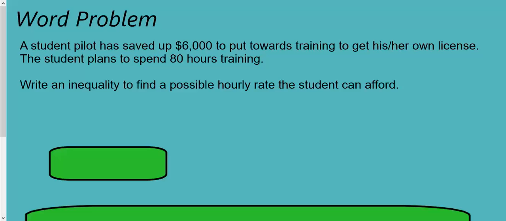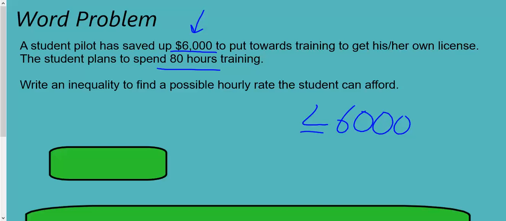Here's a word problem. I could put a couple word problems in the assignment. They're not too difficult. A student pilot has saved up $6,000 to put towards training to get his or her own license. They are going to need 80 hours of training. So writing the inequality, finding the possible hourly rate the student can afford. So we only have $6,000 to spend. So at the very most, I can spend up to $6,000, but I can spend less than $6,000 because I don't need to use all of my money for training.